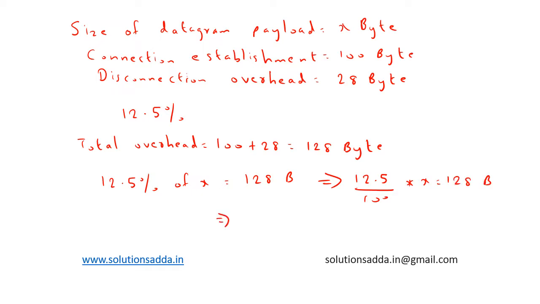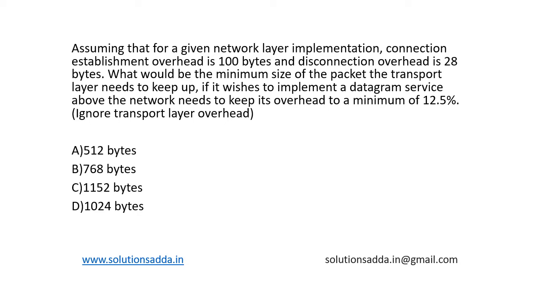So rewriting, X is equal to 128 into 100 divided by 12.5, which is equal to 1024 bytes. And let's see the options. Option D, 1024 bytes is the correct answer here.